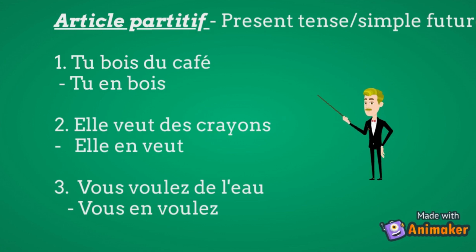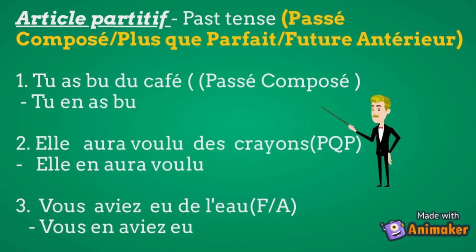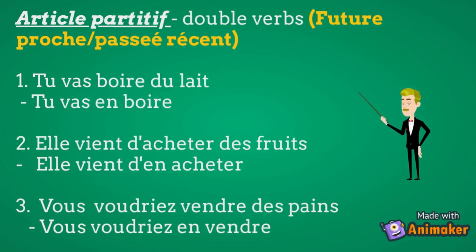Third example, you want some water. You want it. Pronoun is placed before the helping verb like être or avoir. The tenses which are formed like passé composé follow the same rule for the placement of the pronoun personnel. Pronoun "en" is placed before the infinitive verb, the verb which is not conjugated.